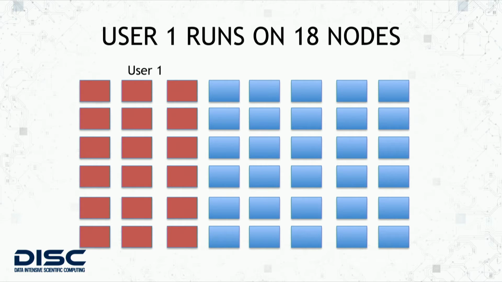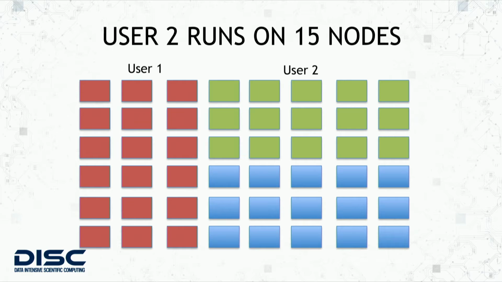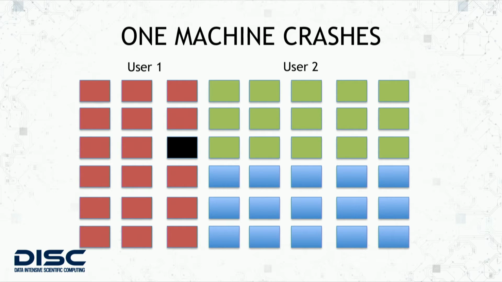We'll talk about exactly how that happens later. And then a second user comes along and takes a different chunk of the cluster, not necessarily the same number of machines, but now they're using different sets of machines and they're happy because they're not interfering with each other. Now, as I said before, bad things can happen. So suppose that one machine has a bad power supply that catches fire and the machine shuts down and it's no longer working. This is too bad for user 1 because they were depending on that machine, but it doesn't necessarily affect user number 2.